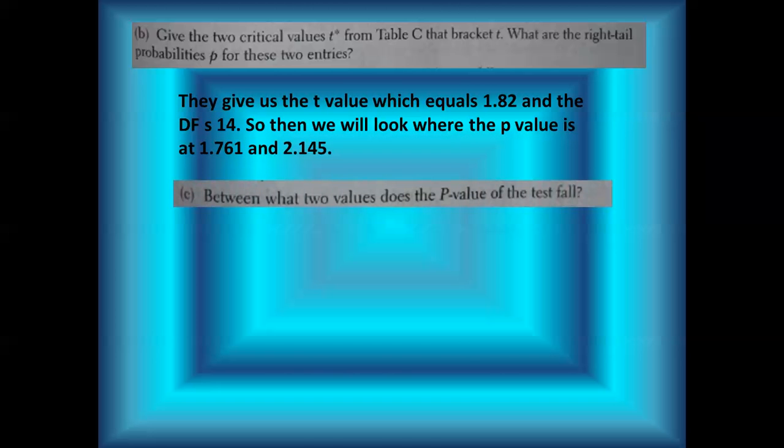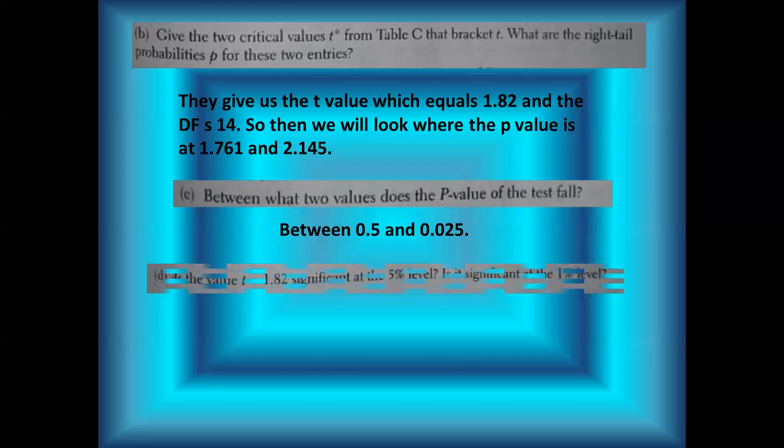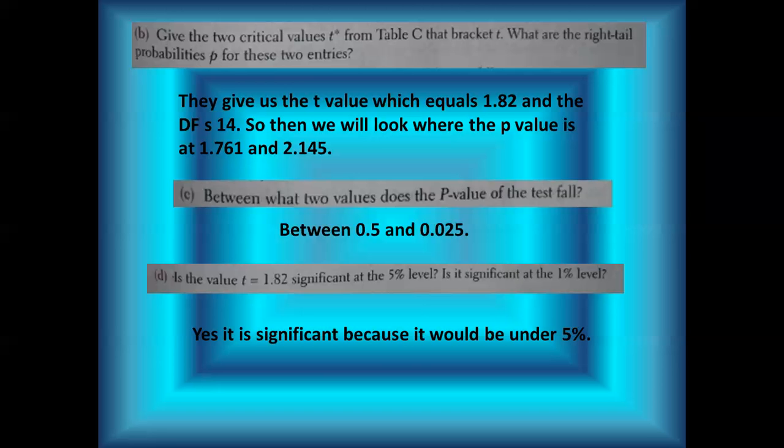So give the two critical values of t from table C. What are the right tail probabilities p for these two entries? So they give us the t-value, which is 1.82, and the DF is 14. So then we look where the p-value is at 1.761 and 2.145, and those are the right tail probabilities. And then it says for C, between what two values does the p-value of the test fall? And you go up to your p-values, and it's between 0.05 and 0.025.